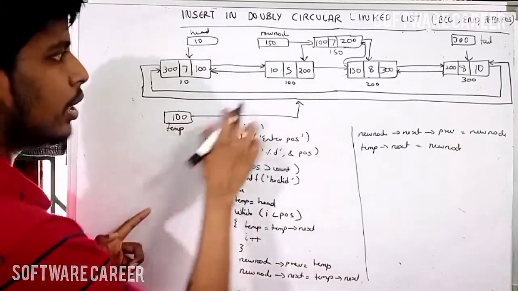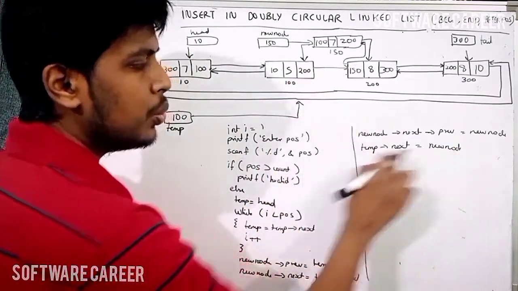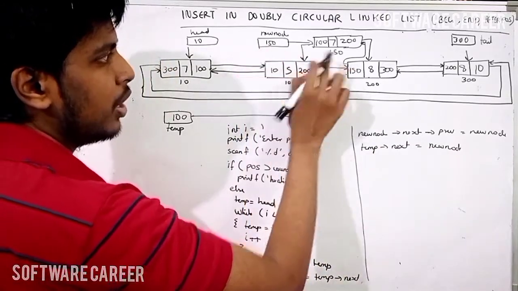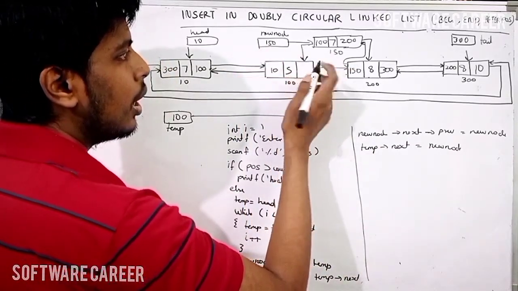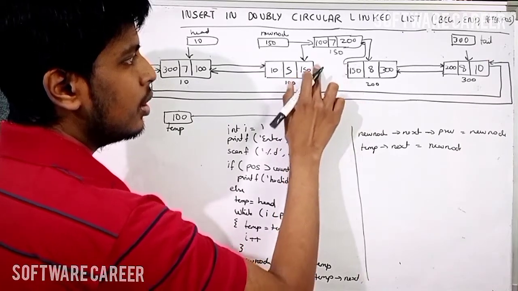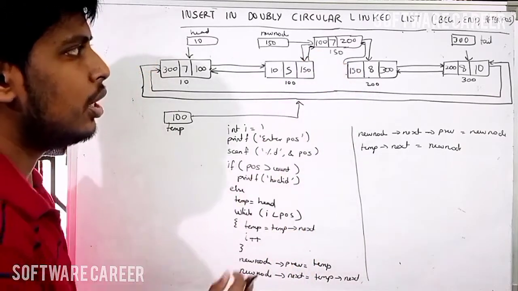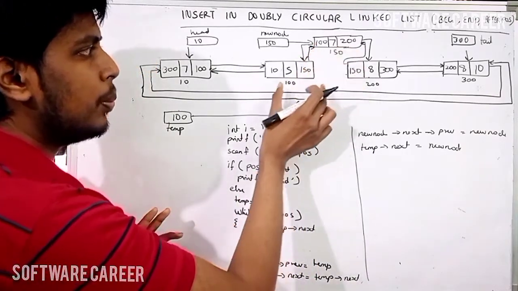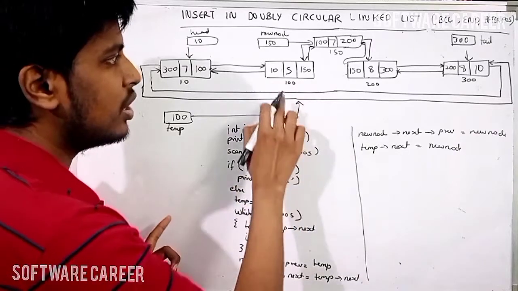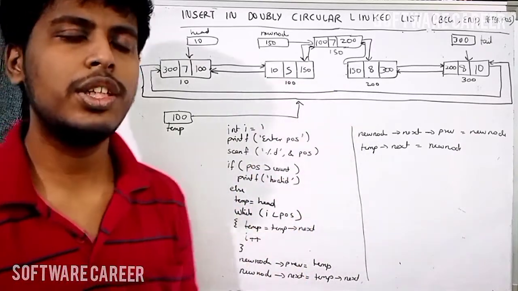Now temp is 100. 100 next is this pointer. In this pointer I am updating the value to the new node address. New node address is 150, so I am writing 150 here. So this link is getting cancelled, and this pointer is pointing to the node which has address 150. So see, you have inserted this node in between the second and third node. That means you have inserted after the second position. This is how you should insert a new node after a given position.